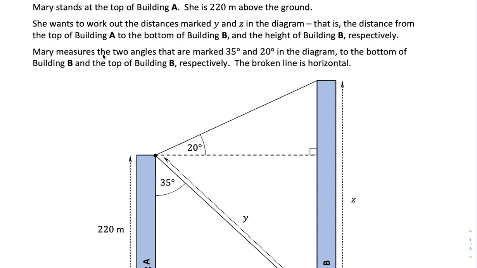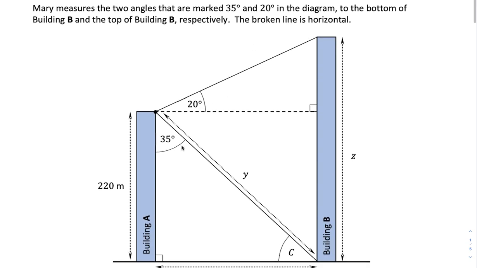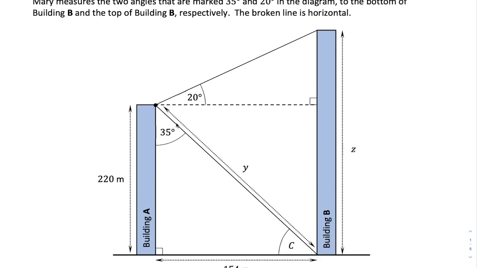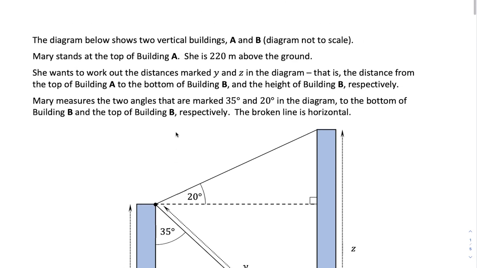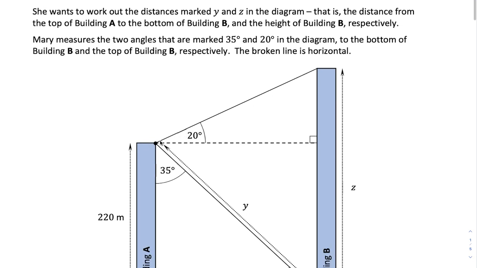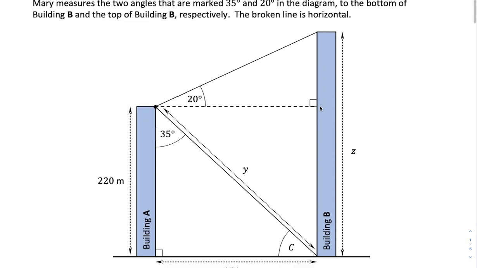It then said Mary measures the two angles that are marked 35 and 20. So she measures this angle down here, which would be called our angle of depression if it was from the horizontal. Now it's a little bit less than the angle of depression. So it's the angle that she's recorded when she's looking down. And the other one is the angle of 20. So she's looking at the angle of elevation. Now that is the angle of elevation because it's looking at the horizontal and it's looking from her upwards. So those are our angles, and it then says that she wants to find Y and Z.